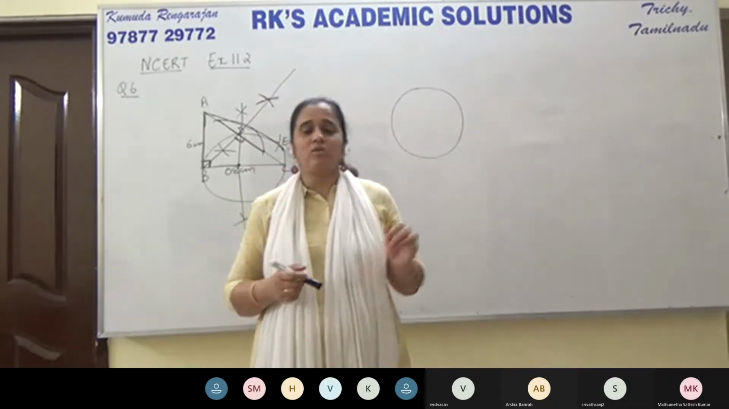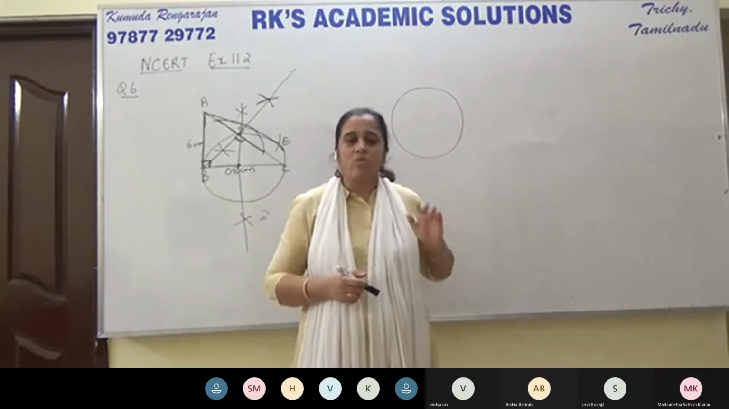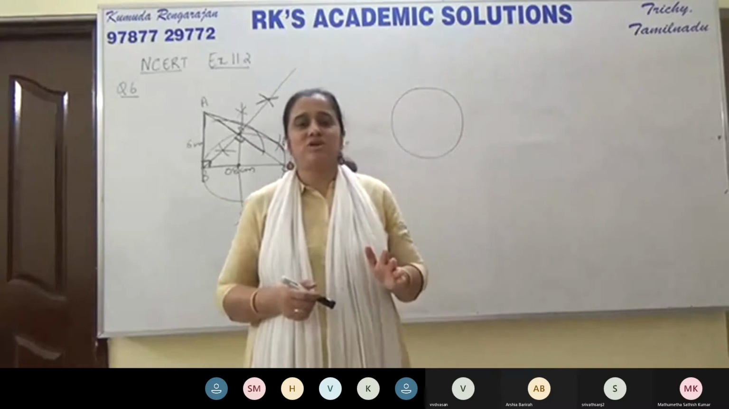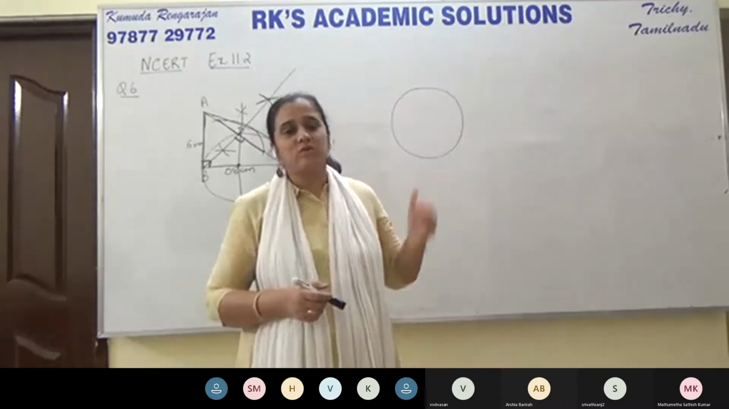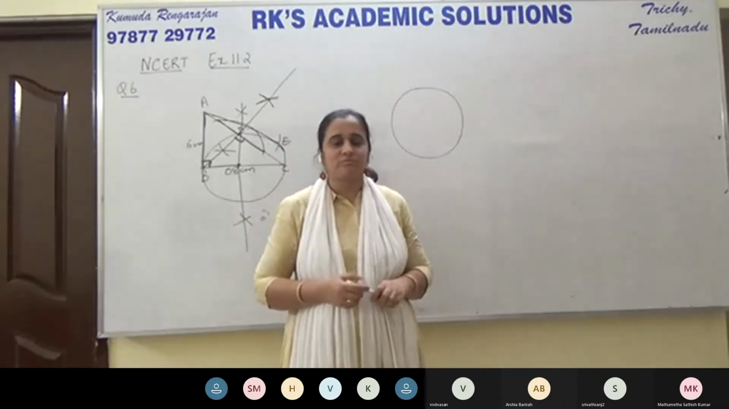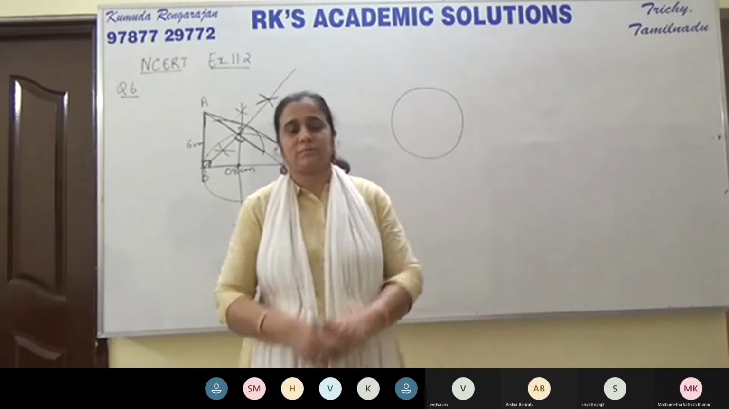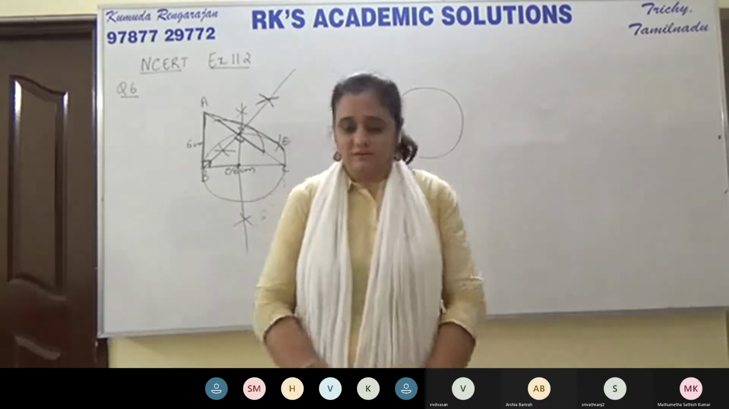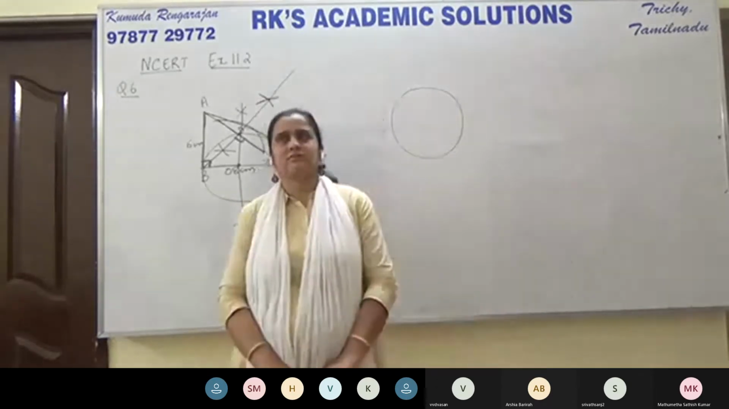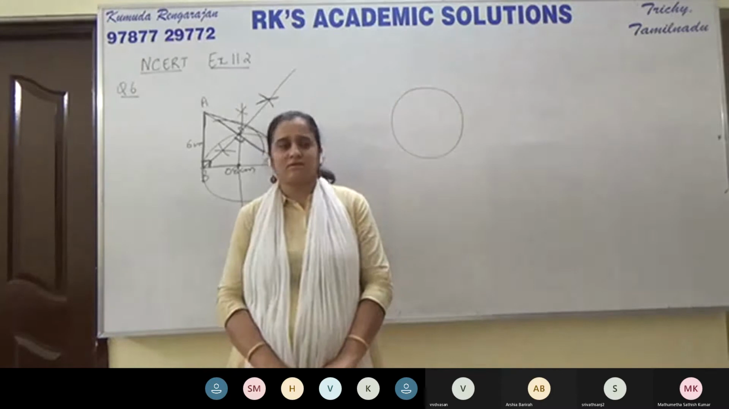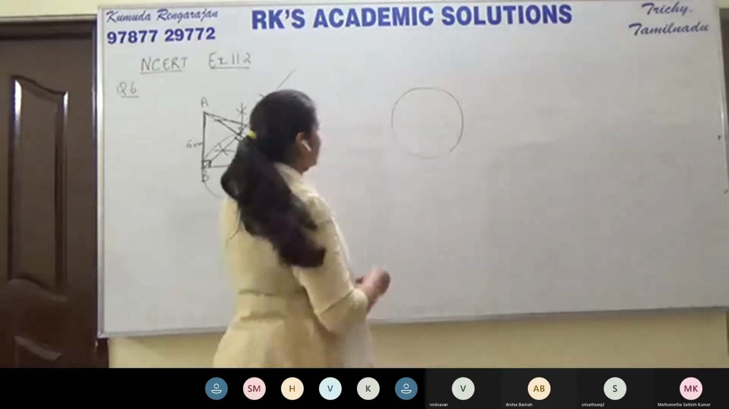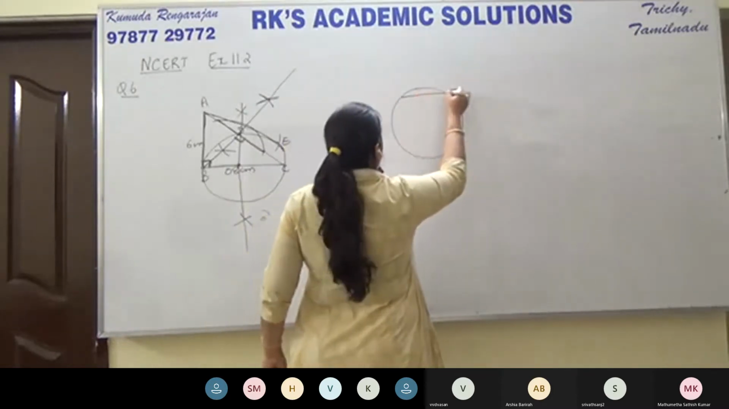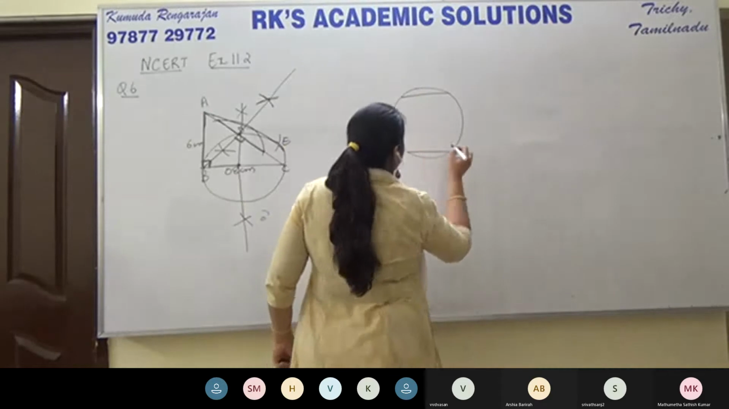Now tell me, children, I want to adopt a construction through which I can find out the center of the circle. What should I do? Draw two chords to the circle and take a perpendicular bisector to them, ma'am. Draw two chords. Okay, so I draw a chord here and I draw a chord here.